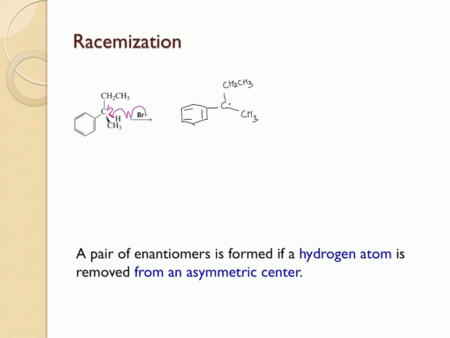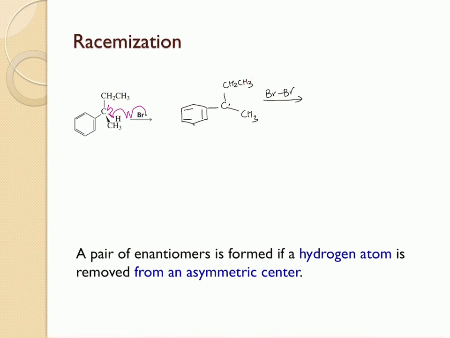Once this radical is formed, we know that it is planar. So this carbon right here is an sp2 carbon, and any atom which is attached to it is going to lie in the same plane, right? So when the bromine comes in, which is our incoming group, which needs to get added, it can have equal accessibility on both sides.